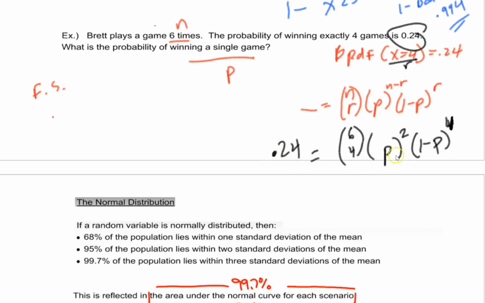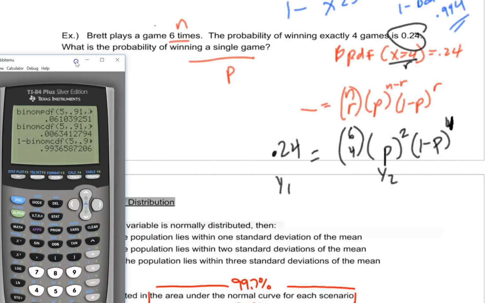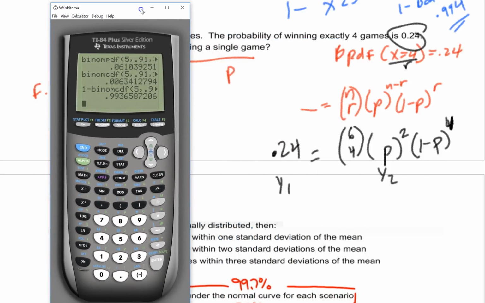So how do I solve this ugly mess? Your calculator. y1, y2. Let's graph this thing. That's all you have to do. It's a binomial problem because you have exactly, you could win or lose a game, and they give you all this information. So I'm gonna go to y equals, type it all in, 0.24, 6C4 right there. So I just put 6C4 if I want. 6, math, probability, NCR, 4.